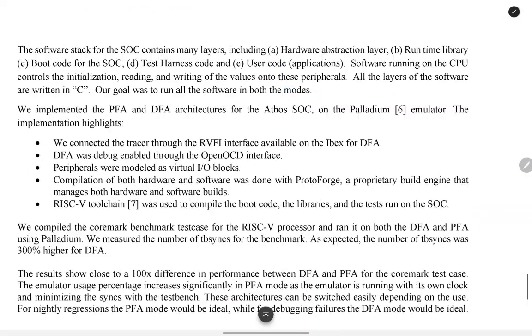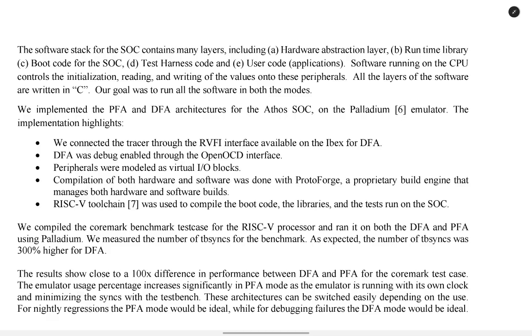The software test stack for the SoC contains many layers, including a hardware abstraction layer, runtime library, and boot code for the SoC, the harness, and the user code application. Software running on the CPU controls the initialization, reading, and writing of the values on these peripherals. All layers of software are written in C, and our goal was to run all software in both modes. We implemented the PFA and DFA architectures for the Athos SoC on the Palladium 6 emulator.